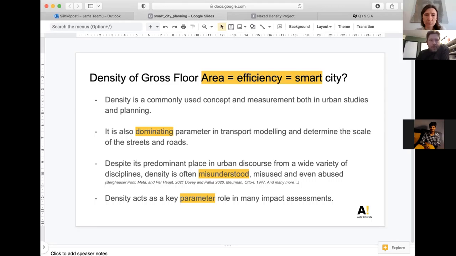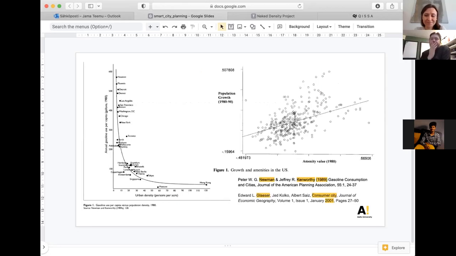But is it smart? I'll first bring a small history of this, why it turned out that density is smart or sustainable. One of the key studies, already done in the 80s, was by Newman and Kenworthy, when they tracked the gasoline consumption of cities and compared that to the densities.